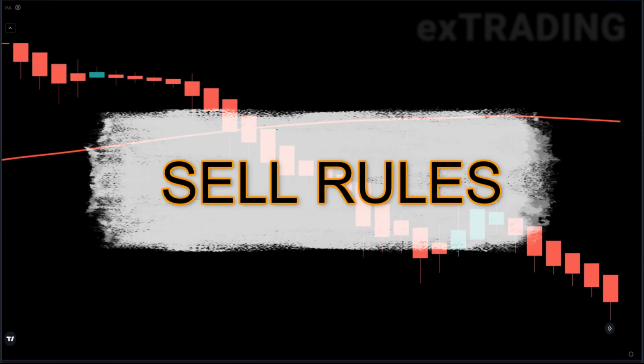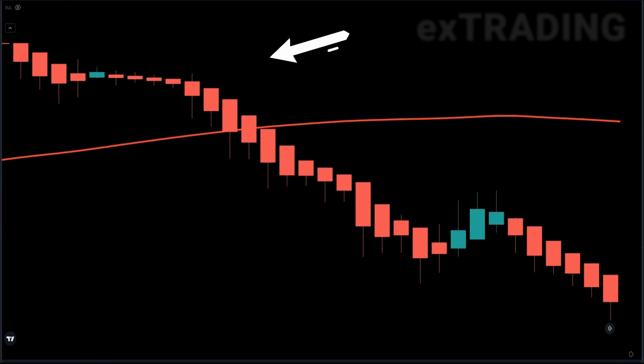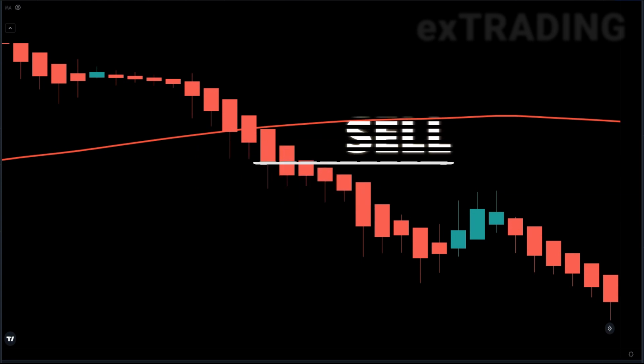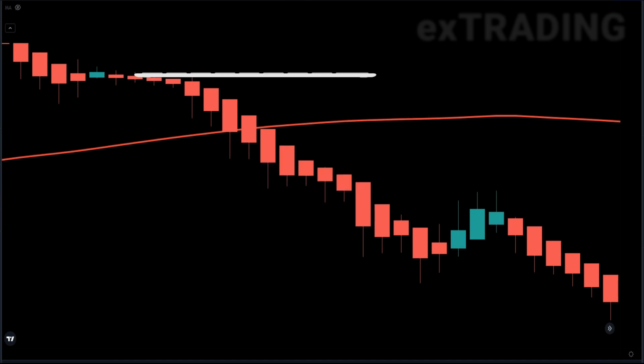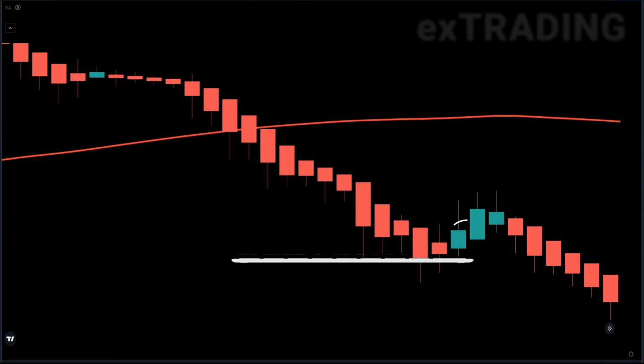The rules for sell positions are: Step number 1, the Heikin-Ashi candlestick turns red, indicating a bearish trend. Step number 2, the price closes below the 100 exponential moving average as a bearish candle. Step number 3, enter a long position when the aforementioned two conditions are met. Step number 4, set the stop loss a few pips above the 100 exponential moving average. Step number 5, exit the position whenever the Heikin-Ashi candlestick turns green.